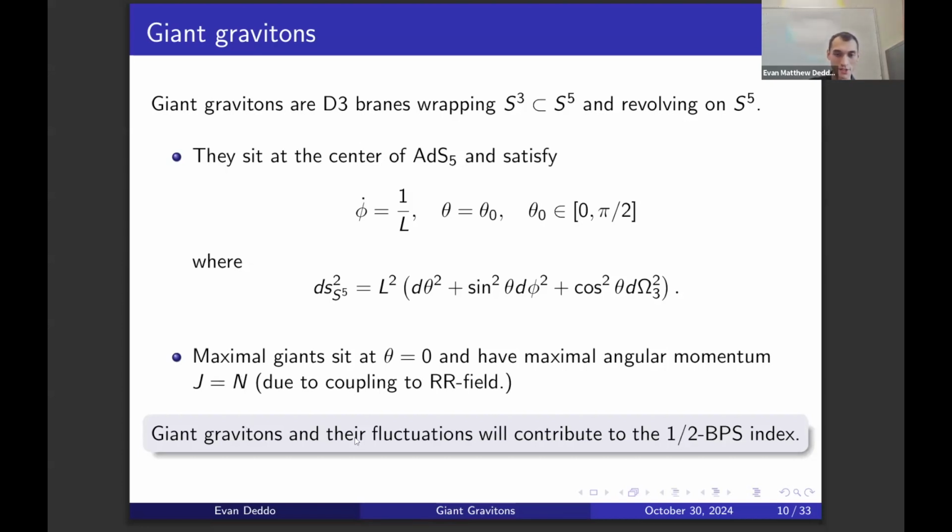The idea here is that along with these KK modes, which I mentioned before, the giant gravitons and their fluctuations will contribute to the half-BPS index and give us these finite N corrections. This was understood, but then we will look at this in a different way. Any questions or anything so far? Is this clear?